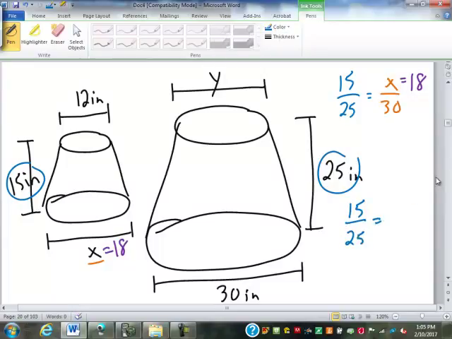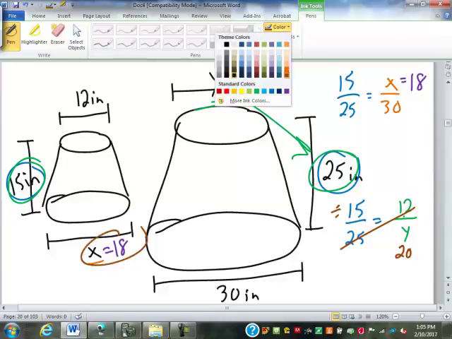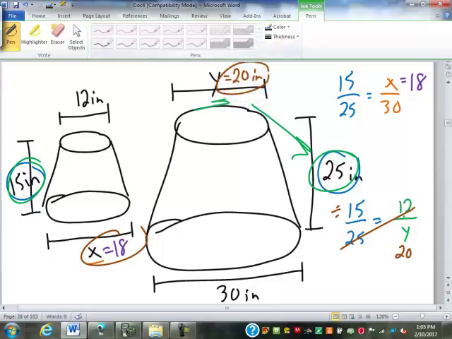So 15 still goes to 25. Where's Y going to go? 15 goes to 25, right? They're both the heights. Y goes on bottom because it's from the same figure as the 25. What goes above the Y? 12. We cross multiply and divide, we get what? Y equals 20. So we've got X and Y.